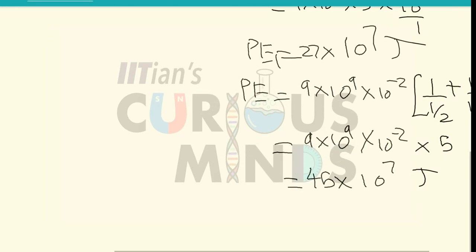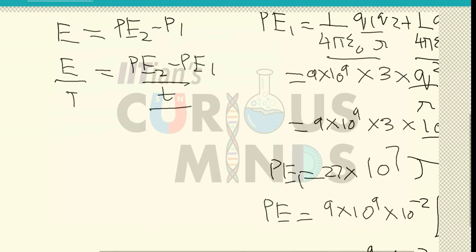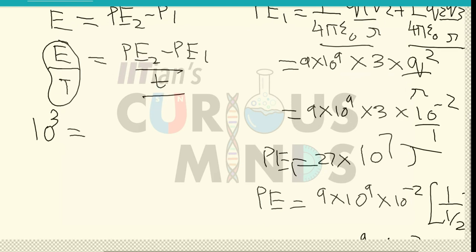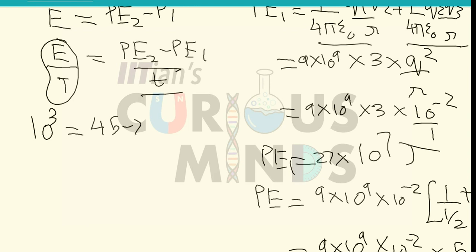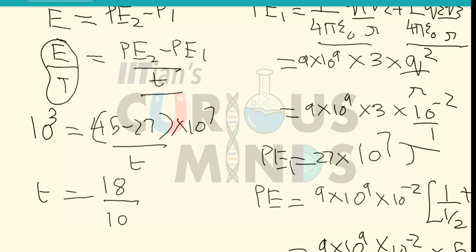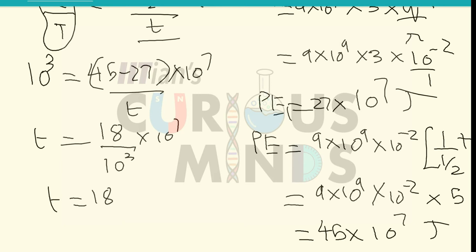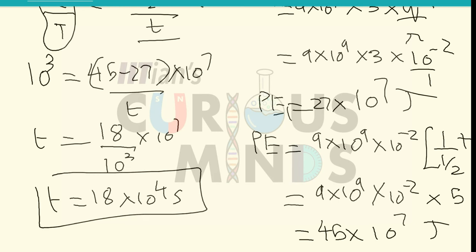Now let us plug in both these values in the first equation. The energy provided per unit time is given as 1 kilowatt, which is 10 to 3, equal to 45 minus 27 into 10 to 7 divided by time t. So t will be equal to 45 minus 27, which is 18, into 10 to 7 divided by 10 to 3. So t will come out to be 18 into 10 to 4 seconds. This is the time required to bring the charge to the second configuration.